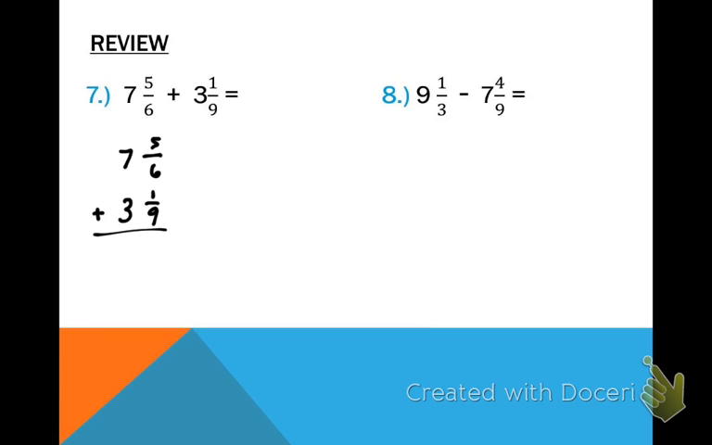Do I need a common denominator for these ones? Yes, ma'am. Yes, you do, okay? What would the common denominator be? 18. So make sure you've got an 18 for both of them. JD, how do I get from a 6 to an 18? Multiply it by 3, we get 15. You are correct. 15/18ths.